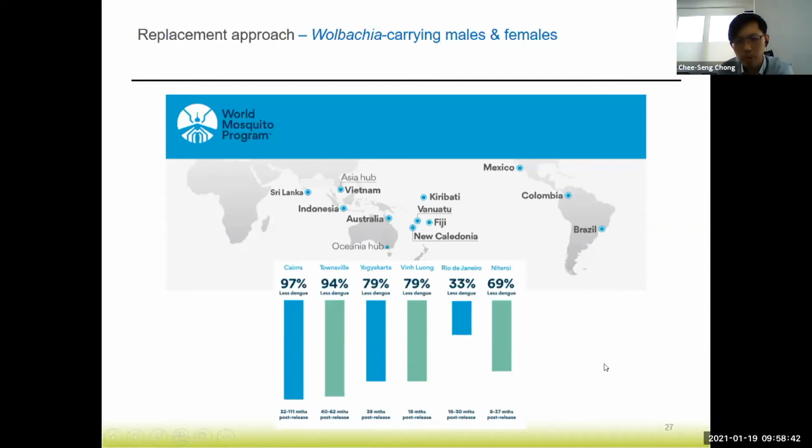But what's more interesting is that a few months ago, I think August, September, they did announce they've completed the randomized control trial in Indonesia, Jakarta, and they've reported about 77 to 79% reduction in dengue. So I think we are very interested to wait for the final publication of the results to see how useful this tool is for reduction in dengue burden in endemic countries.